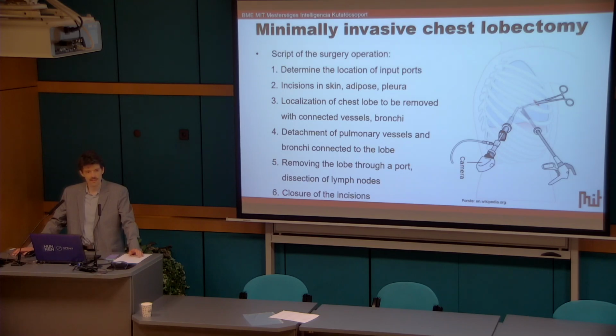Then it can be removed at one of the ports, which is opened in the body between 2 neighboring ribs. And after removing this lobe, the remaining lymph nodes can be examined and dissected if it's necessary. Then the final step is the closure of the incision.